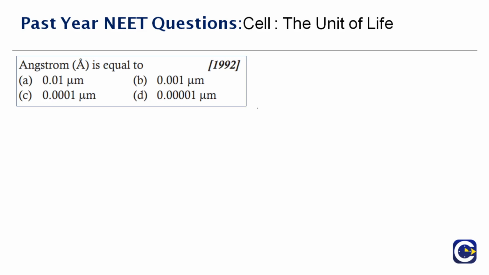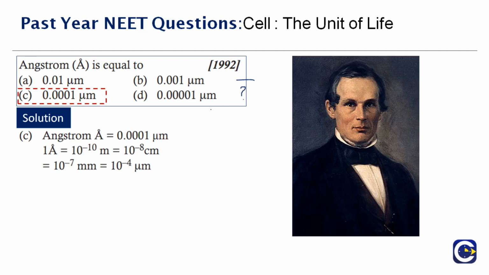This question was asked in the year 1992. This is a very easy question. In fact, angstrom is equal to dash. I think by now all of you would have guessed the answer. Yes, the right answer is option C. Okay, now angstrom, so this is a person, he's called Angstrom.